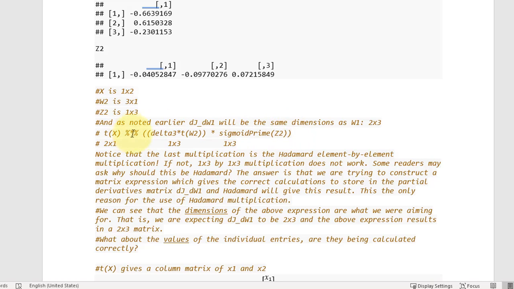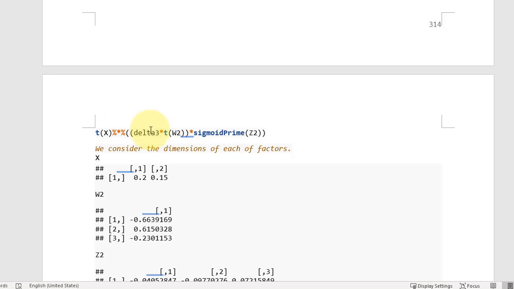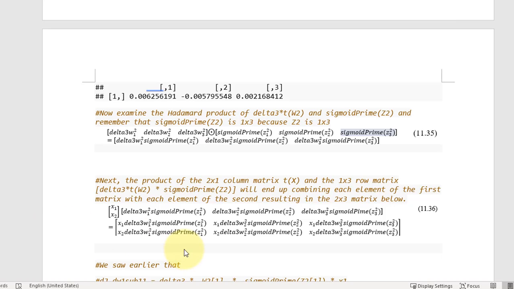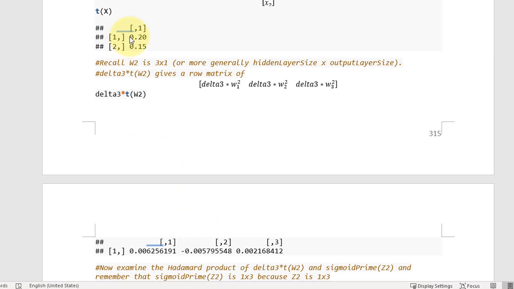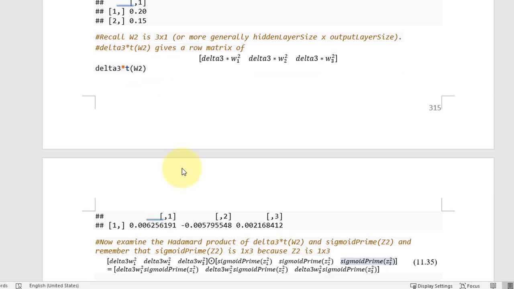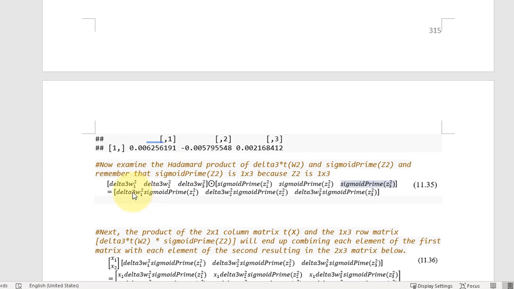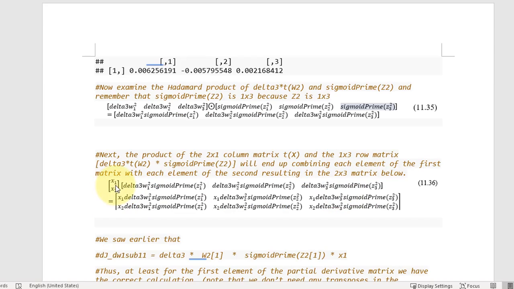So that's this part here, and then we have to multiply that times t of x, because we just did this part here, then we have to multiply that times t of x, but that is not Hadamard multiplication, that's matrix multiplication. Remember, so we can see t of x here is a 2 by 1, and then this other piece is a 1 by 3. So 2 by 1 and 1 by 3 works, and we get a 2 by 3.